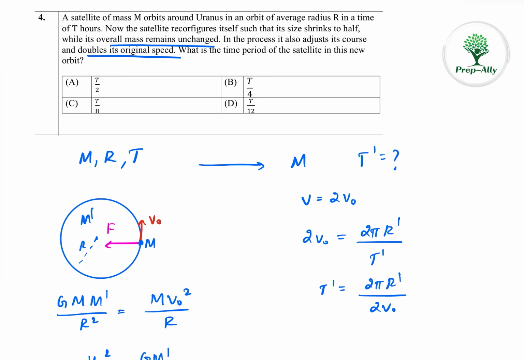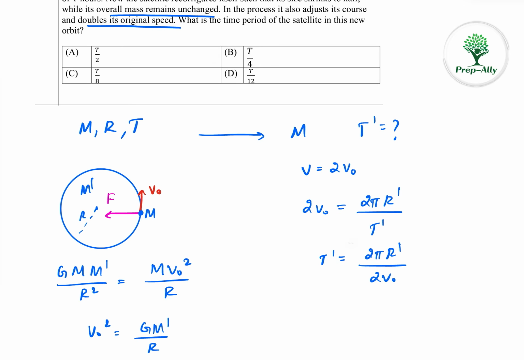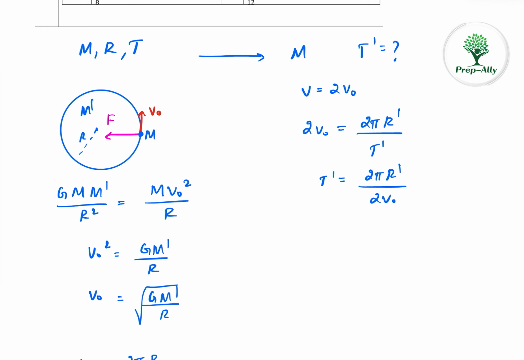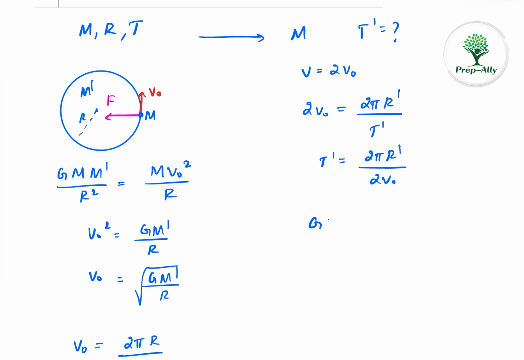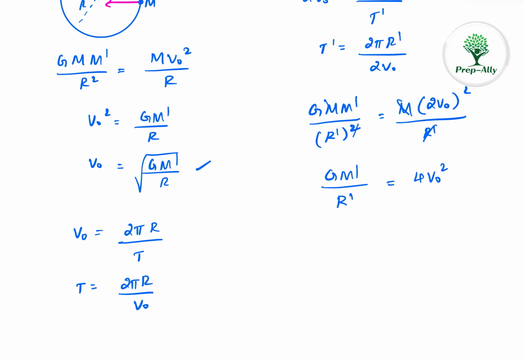Now only if we find out this value of r dash can we get the new time period. Now how to get the radius of the new path? Again, we are going to use the concept of gravitational attraction being the centripetal force required. So we are going to get G m m dash by new radius square is going to be m, new velocity is double the old velocity, so this whole thing squared by r dash. So one term can get cancelled here. We will get this m also cancelling out. We will get G m dash by r dash is 4 v naught square. But we already have v naught square here.